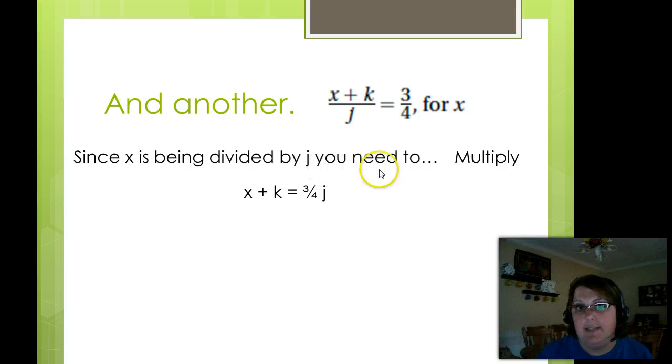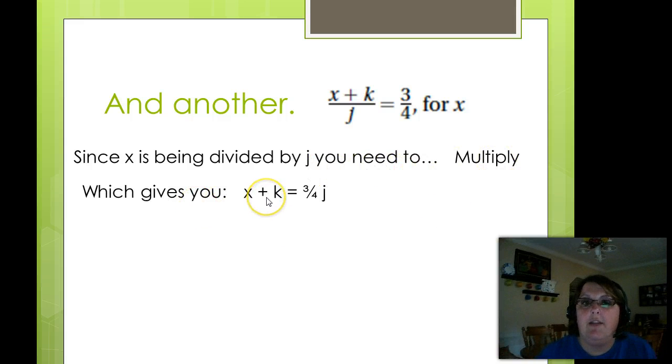So since x is being divided by j, you need to multiply, which gives you, ta-da, now that's supposed to show up. Again, I told you already I'm not a perfect teacher. I make mistakes all the time. So when you multiply by j, the j divided by j equals 1, so we don't see that anymore. All we see is this x plus k over here. And since we multiplied 3/4 by j, we get 3/4 j here.